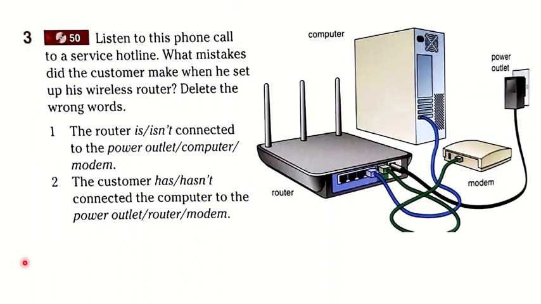Okay. So, the first one, the router is not connected to the modem, not to the power outlet. The second one, the customer hasn't connected the computer to the router. So these are the two mistakes that he did to his network.